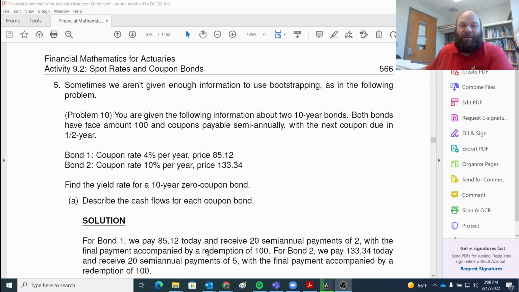So what does that mean? What we want is to pay something now and get a single lump sum in 10 years, which is after these 20 semi-annual payments. So we want to buy and sell a combination of these two bonds so that the total coupon payments for bond 1, being some multiple of 2, and the total coupon payments for bond 2, being a multiple of 5, cancel each other out. That's the strategy.